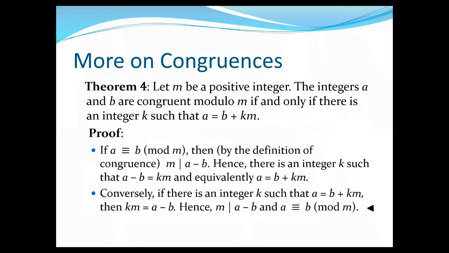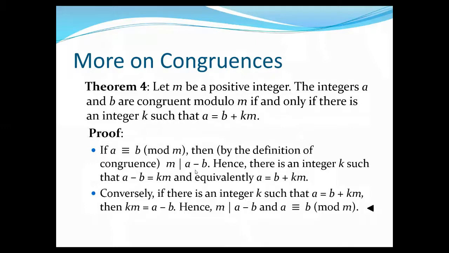Okay, so it means that when there is an integer, when we multiply it to m and add to b, it will yield a. Just for proving, again, a is congruent to b mod m. Based on our definition of the congruence relation, we could rewrite this equation as this.